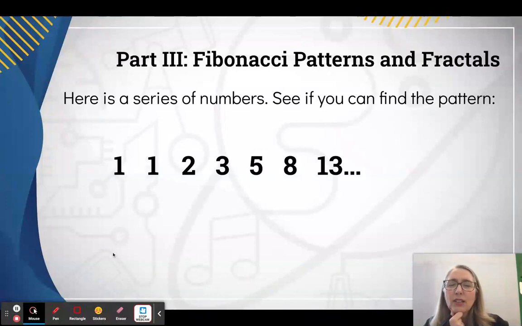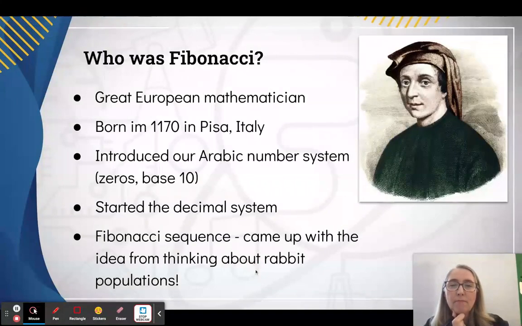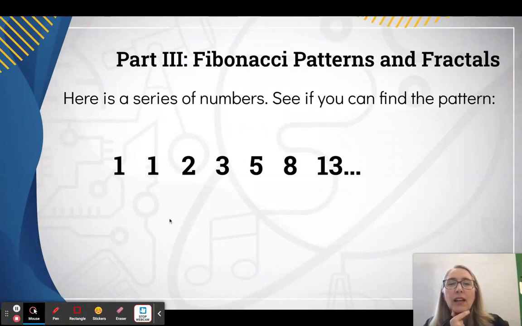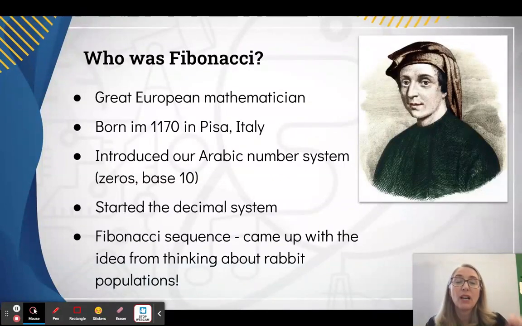So if we're looking here, we have a 1 and a 1, 2, and then a 3, 5, an 8, a 13. How did this 1 and this 1 turn into 2, and this 2 then change to a 3, change to a 5, change to an 8, change to a 13? So this pattern was discovered by Fibonacci.